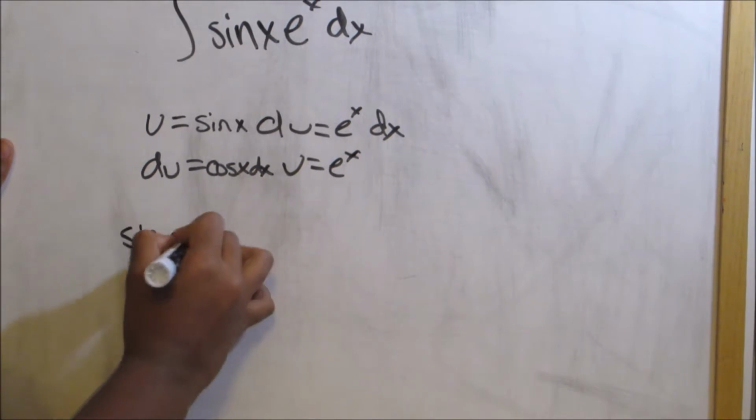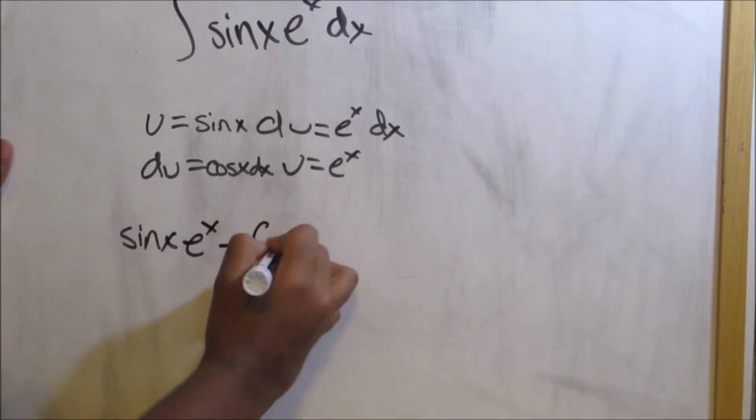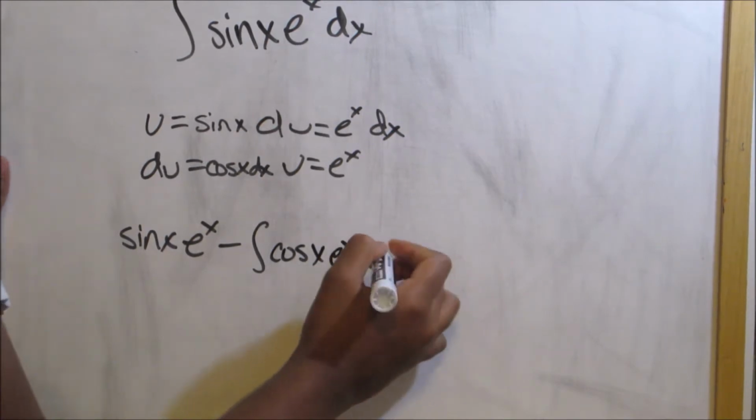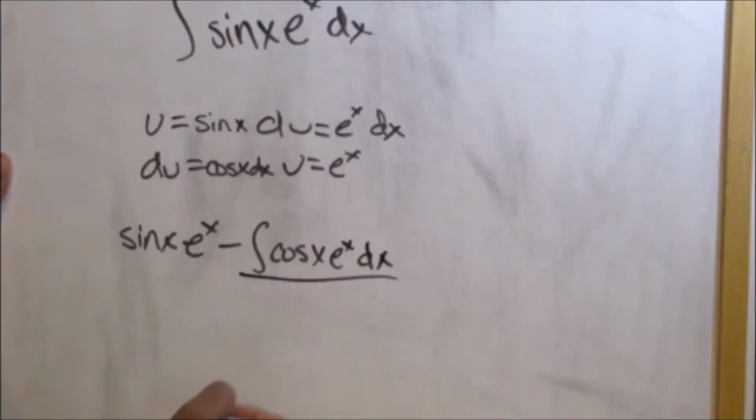Let's plug these back into the formula. We get sine x times e to the x minus the integral of e to the x times cosine x dx. Because we can't leave the integral like this, let us integrate it by parts again.